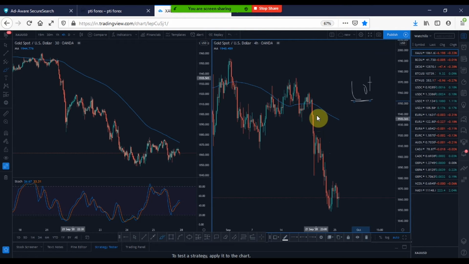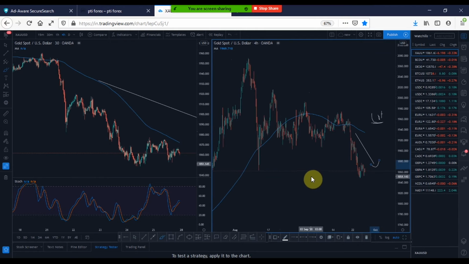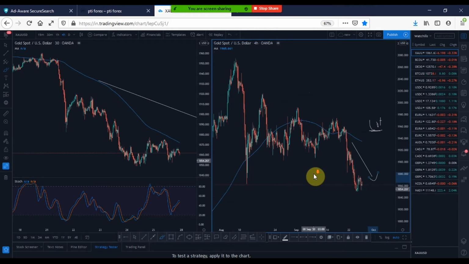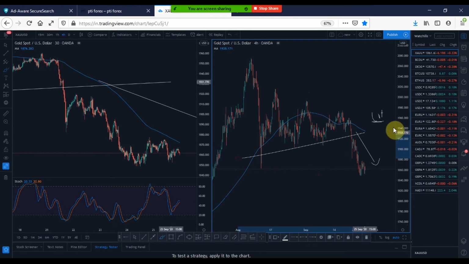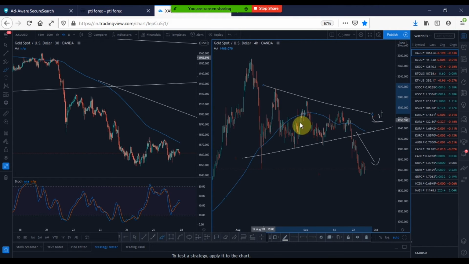So same thing, it's an impulsive move, but if you look at this picture here, you can see that it is a breakout from this structure here.